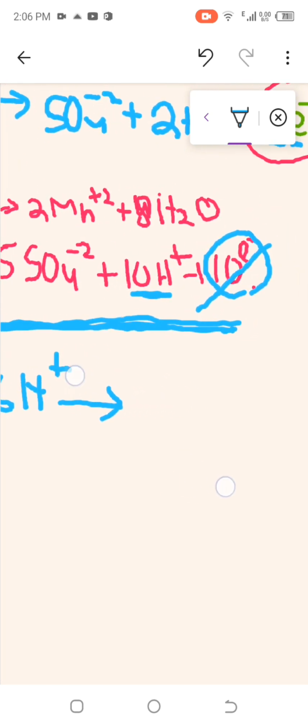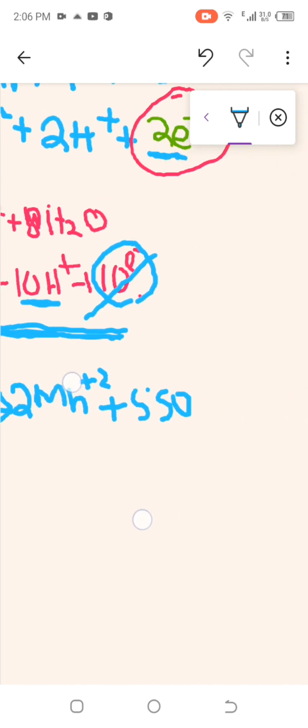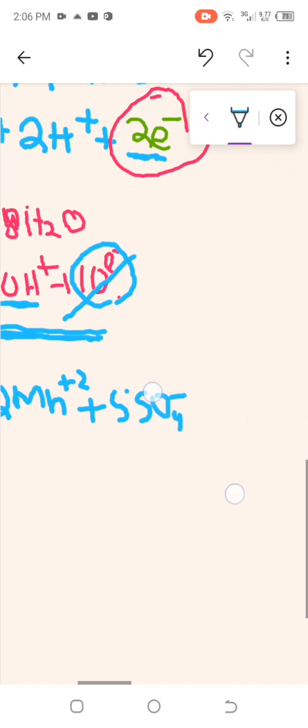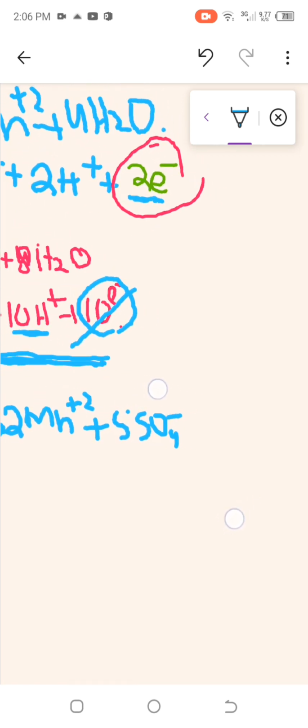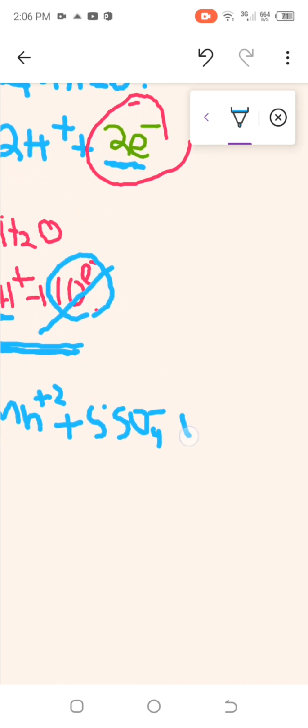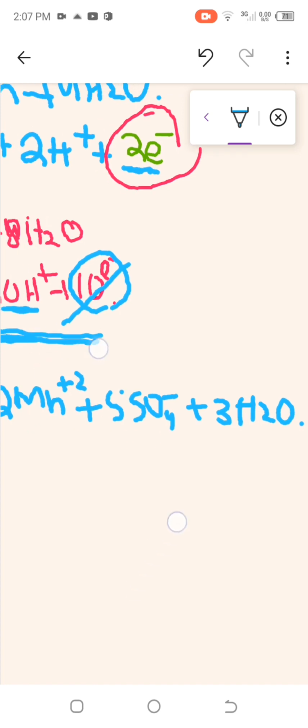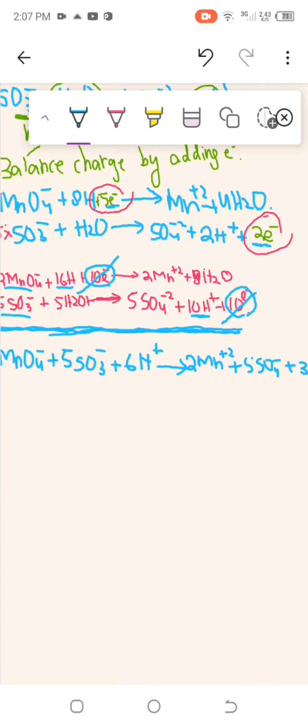Then same goes here, it will be 2Mn2 plus plus 5SO4 2 minus. Okay, now here we have water molecules remaining. So there were 5 water molecules and here 8 water molecules. 8 minus 5, we have 3 water molecules. Okay, now we have to balance this by the charges.